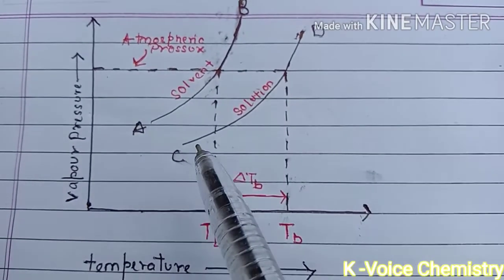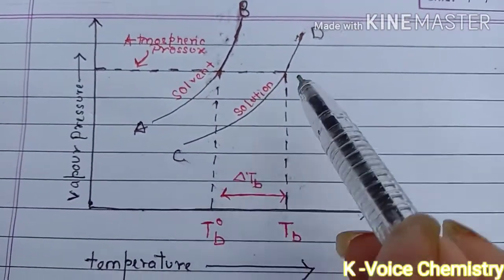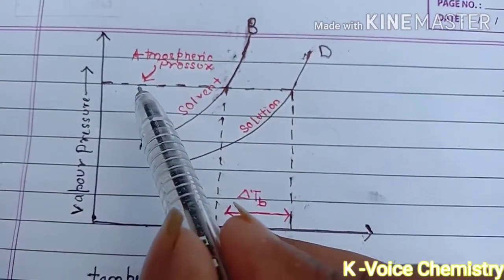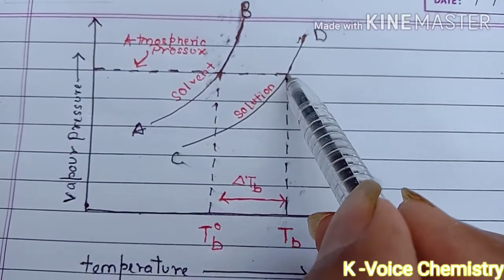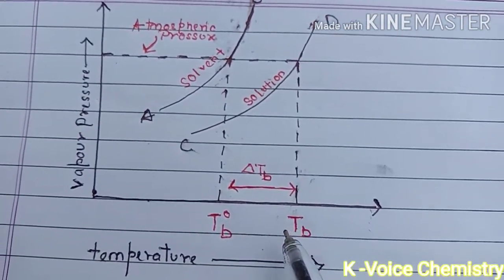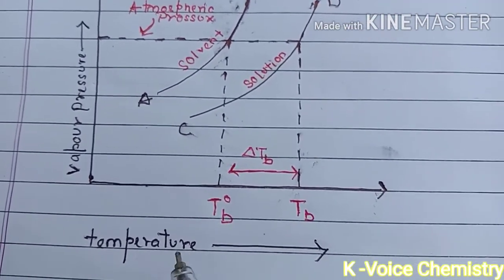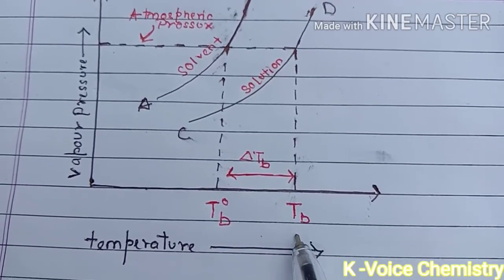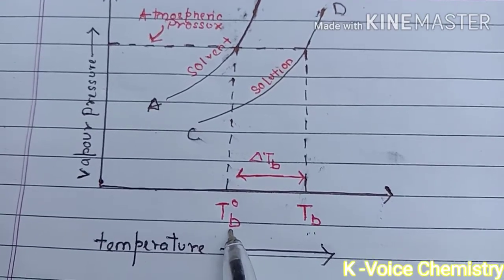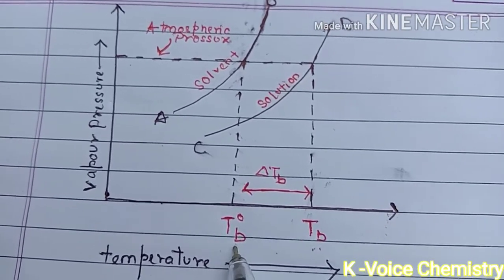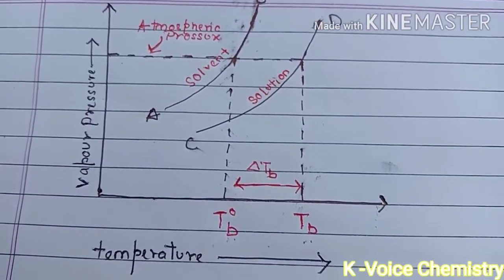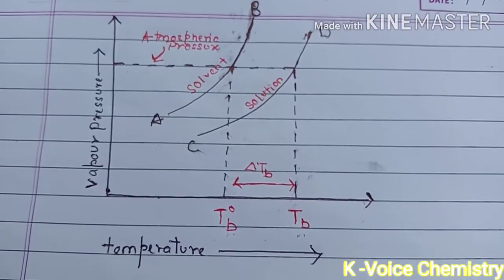And here, when the curve CD, the vapor pressure curve of the solution, becomes equal to the atmospheric pressure, this is the boiling point of the solution. It is represented by Tb, and as we can see, the boiling point of the solution is higher as compared to the boiling point of the solvent. Hence there is an elevation in the boiling point. So I hope that it is clear to you.